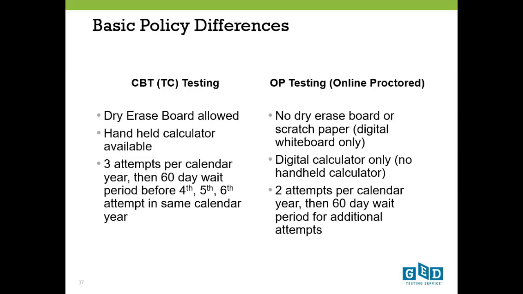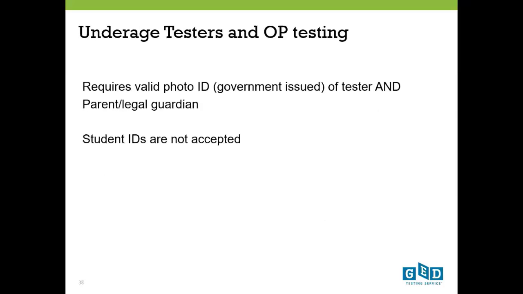There's a little bit of difference there for the retakes. And Cindy already mentioned this, but underage testers are required to have a valid photo ID. It must be government issued. Student IDs are not accepted. And a parent or legal guardian needs to be present with a valid photo ID as well for OP testing.